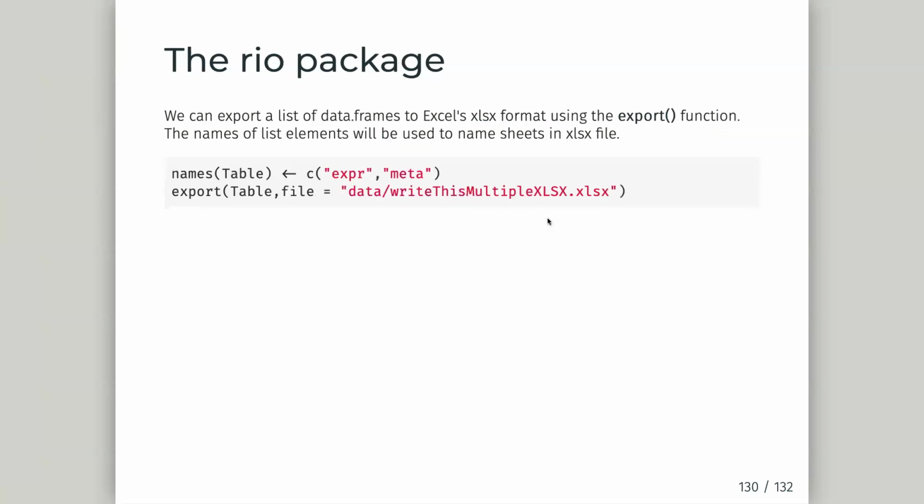If I want to export multiple tabs, multiple spreadsheets, into one Excel file, I can actually export a list using this, as long as it's a list of data frames. I'm going to just rename them. I'm going to call one expr, one meta. And the same way I can do export, give it a table, give it the path to the XLSX I want to create. And we'll do that.